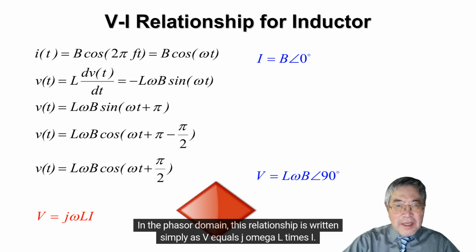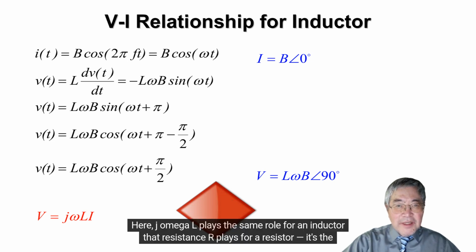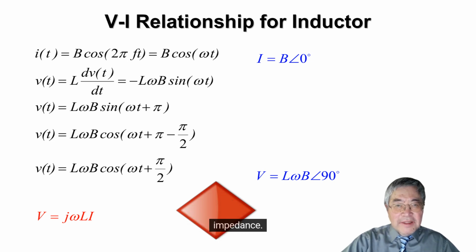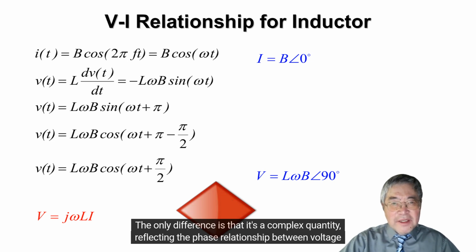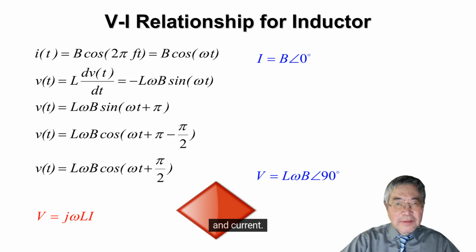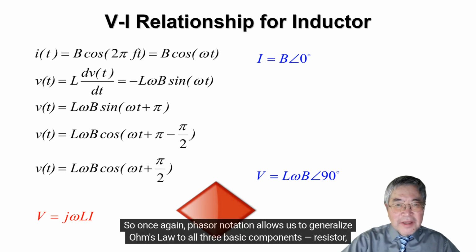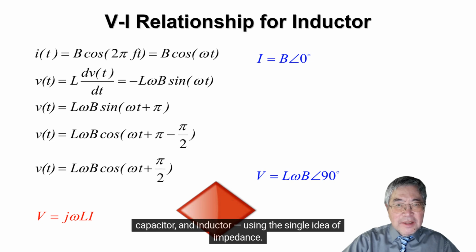In the phasor domain, this relationship is written simply as V equals j omega L times I. Here, j omega L plays the same role for an inductor that resistance R plays for a resistor. It's the impedance. The only difference is that it's a complex quantity, reflecting the phase relationship between voltage and current. So once again, phasor notation allows us to generalize Ohm's law to all three basic components, resistor, capacitor, and inductor, using the single idea of impedance.